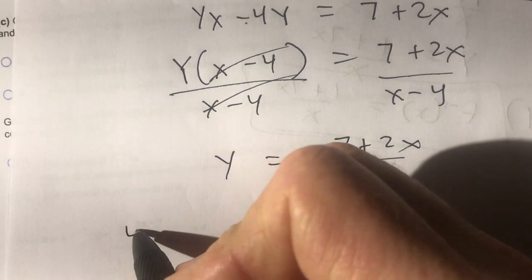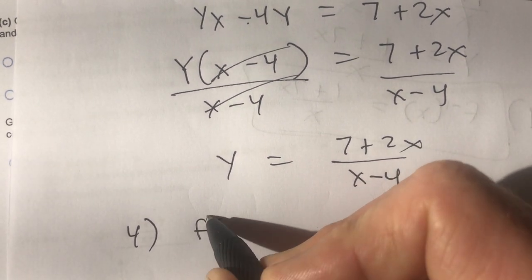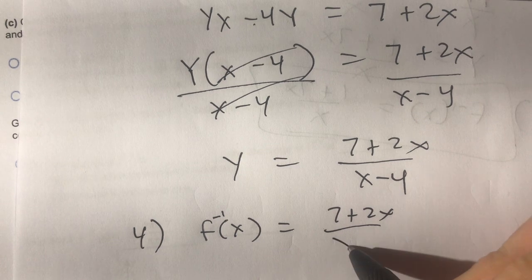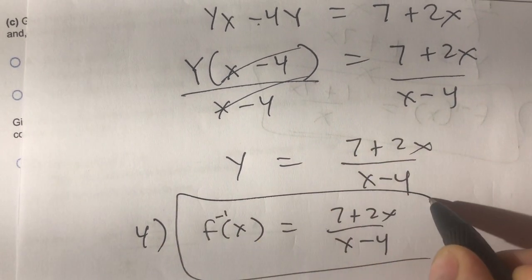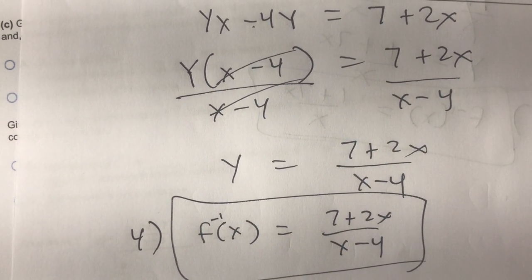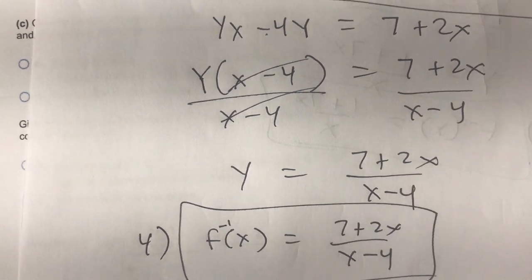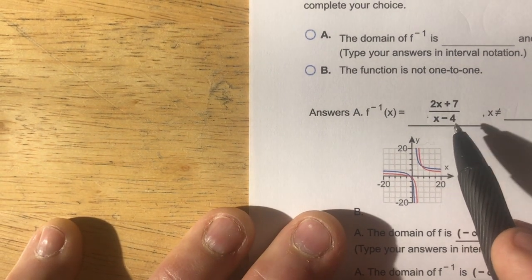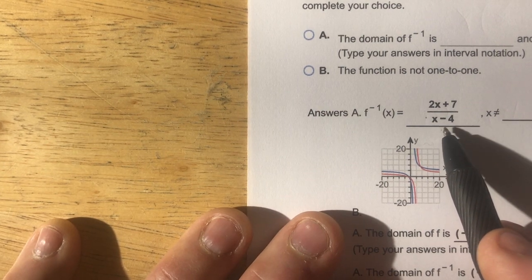And now step 4, I change it to f inverse of x. And there you go, there's my inverse. So it's (7 + 2x) over (x - 4). Look here. Okay, same thing.